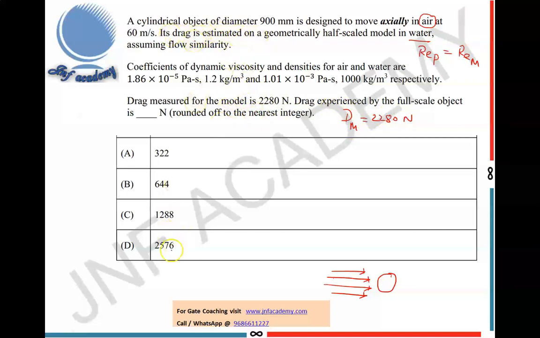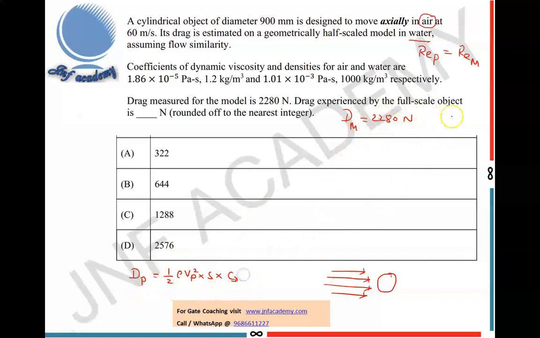So for that, what is the formula for drag? The drag of the prototype is equal to half rho Vp squared, the velocity of the prototype squared, into S, the surface area, into CD, right? That's what it is. What is the drag of the model? It's just the same. The drag of the model is given to us, which is equal to 2280.